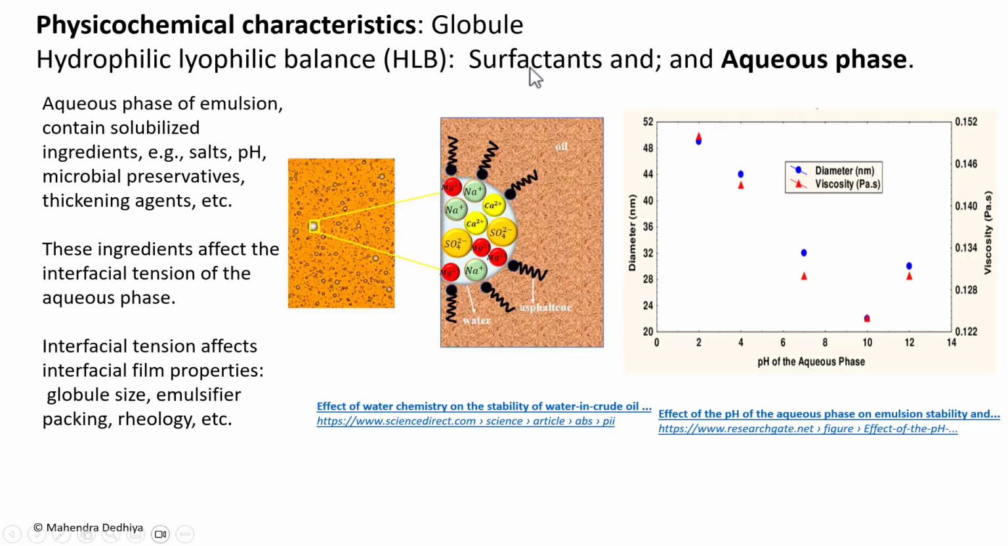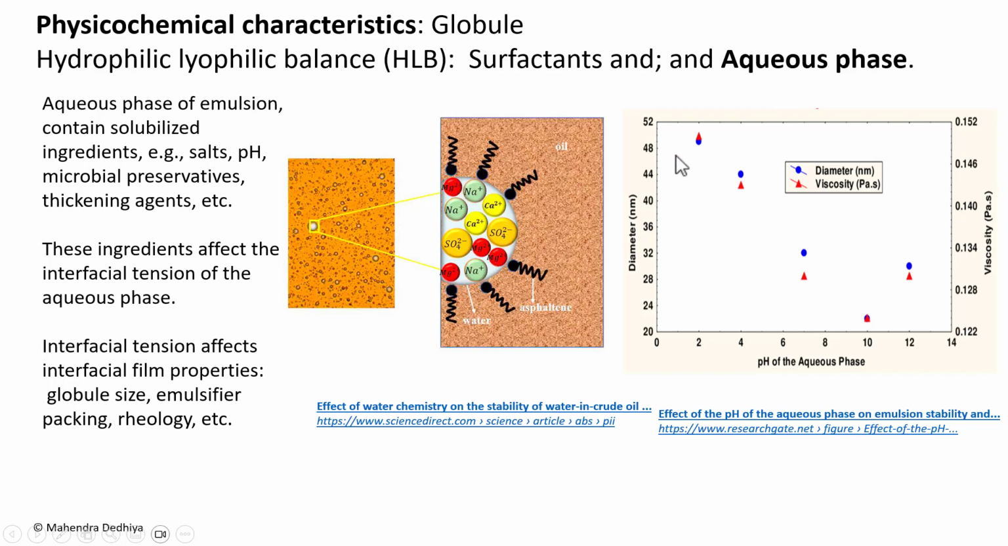HLBs, surfactant, oil, and aqueous phase. Aqueous phase does not have required HLB. Aqueous phase contains solubilized ingredients such as salt, pH, preservative, thickening agents. These ingredients can affect surface tension of the aqueous phase. Aqueous phase is shown here with a surfactant and oil phase. And depending on the ions present in the surfactant, they will either attract or repel the emulsifier. So interfacial tension and the film formation property depends also on the aqueous phase.